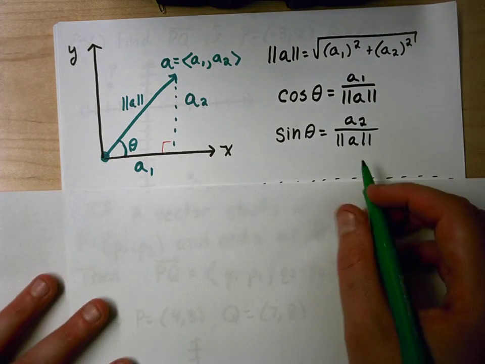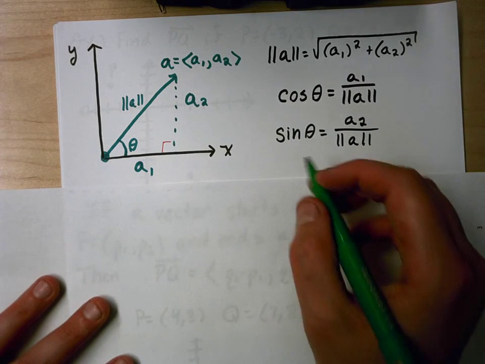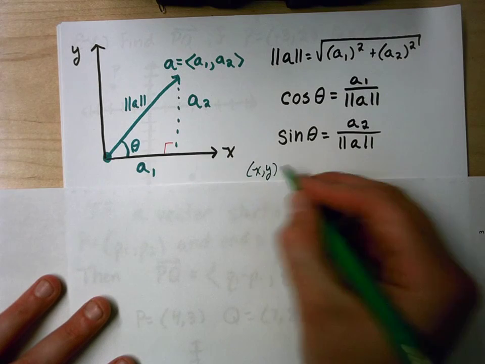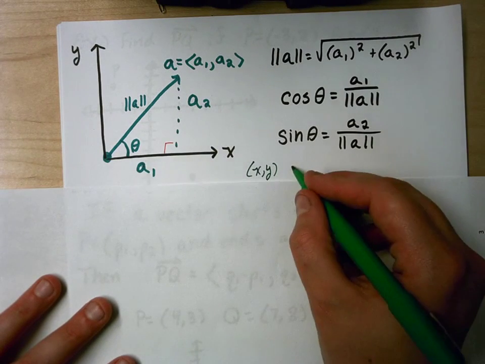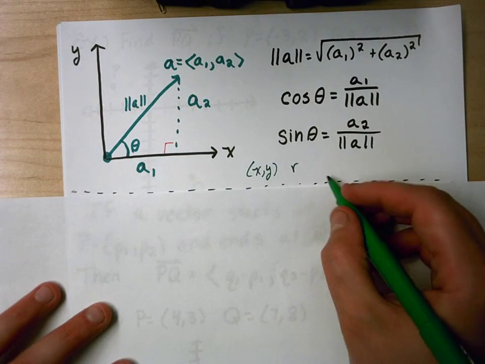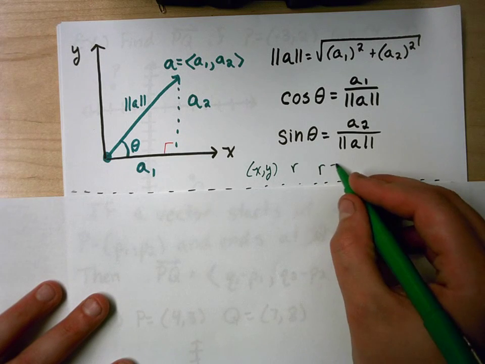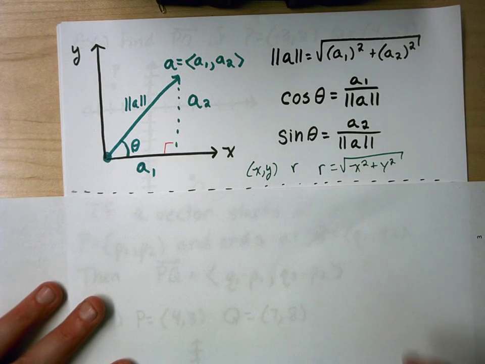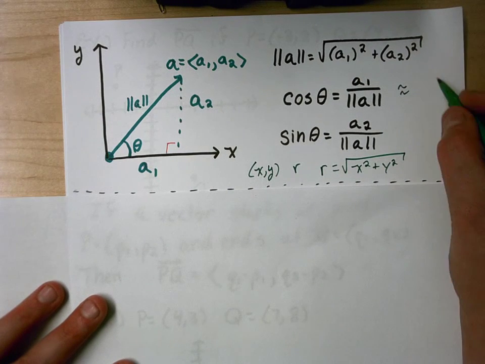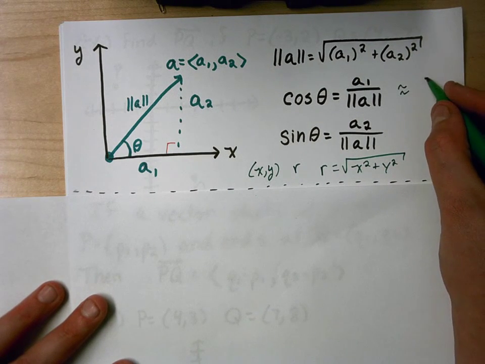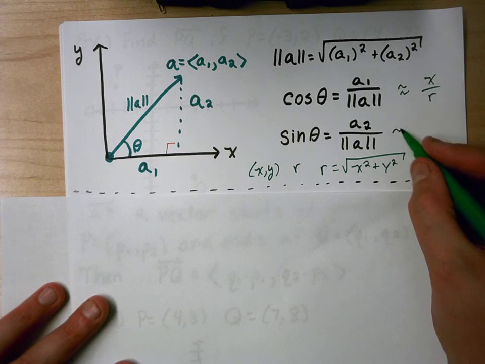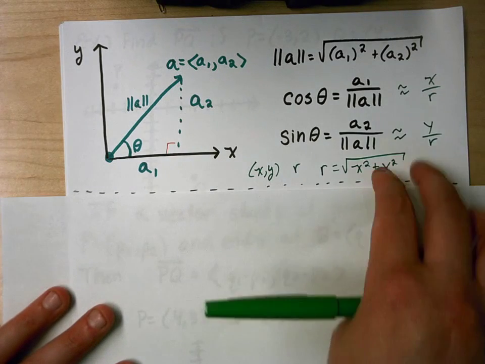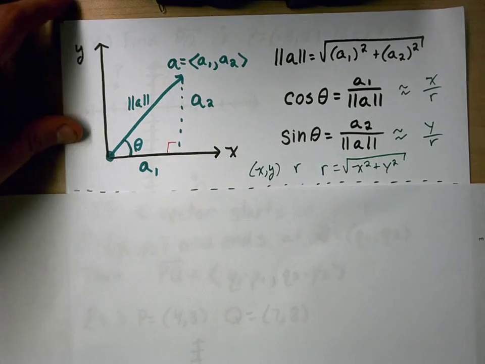So that should look kind of familiar, because remember, if we had a point x, y before, and we had the length of our ray, which would be r, then r was equal to the square root of x squared plus y squared. And similarly, cosine would be x over r, and sine would be y over r. So we definitely have some similarities between vectors and chapter 6.